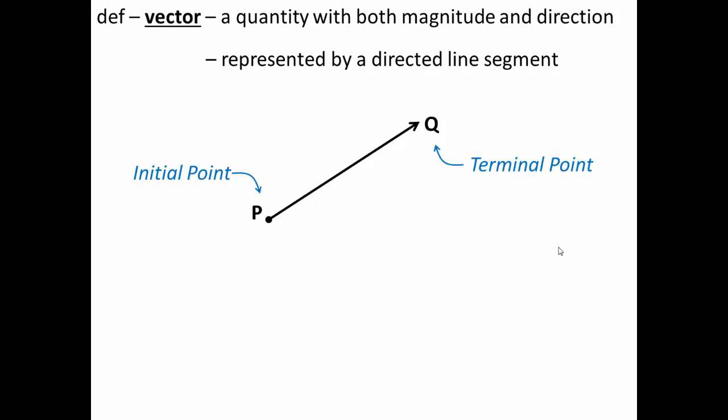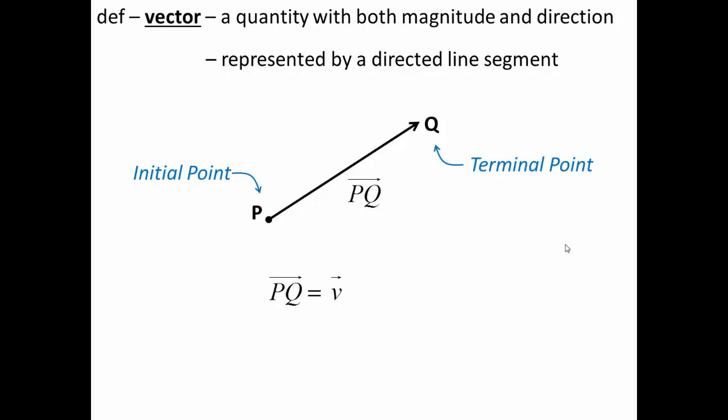Now, the notation we use for a vector is very similar to a ray. We can just use the two capital letters, P, Q, to represent P as the initial point, Q as the terminal point, and then put a little arrow over the top. That's perfectly fine to do. Or we could also just use a single letter. Instead of using P and Q as your initial and terminal points, we could just pick any random letter we want. It's a vector. Why not just use V and call it vector V?